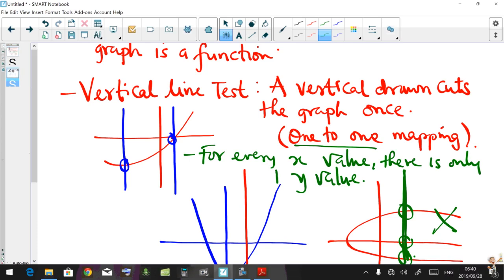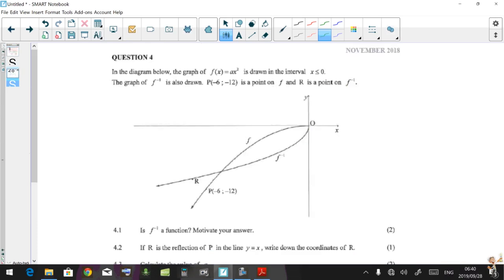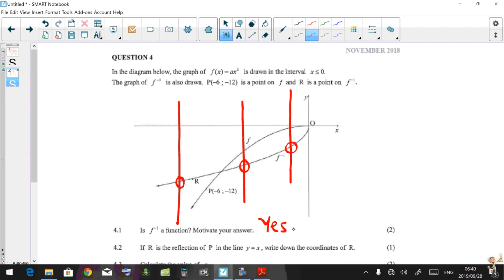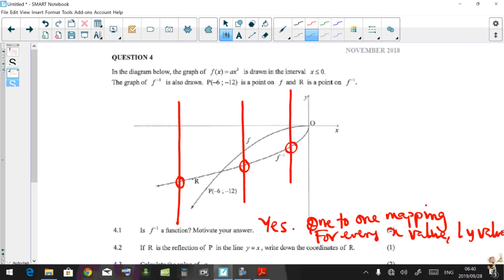If we go back to our question, the question says, is f inverse a function? Vertical line test? Yes, it is. Vertical line test works at any point. So your answer here is what? Yes. Why? You can just simply write one-to-one mapping. Or you can write the whole expression there, that for every x value, there is only one y value. So yes, it is. Now that is what we introduced in grade 10 when we introduce functions.